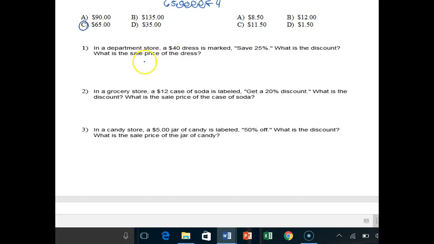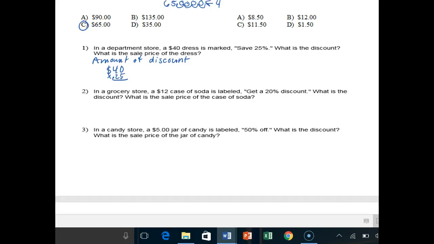All right, number 1, in the department store, a $40 dress is marked save 25%. What is the discount and what is the sale price of the dress? So these ones are a little bit trickier. They ask you for the amount of the discount and then the amount of the sale. So how do I find the amount of the discount? The amount of discount is simply found by doing the price, 40, times the discount, which is times 0.25. All right, so 25% of 40.